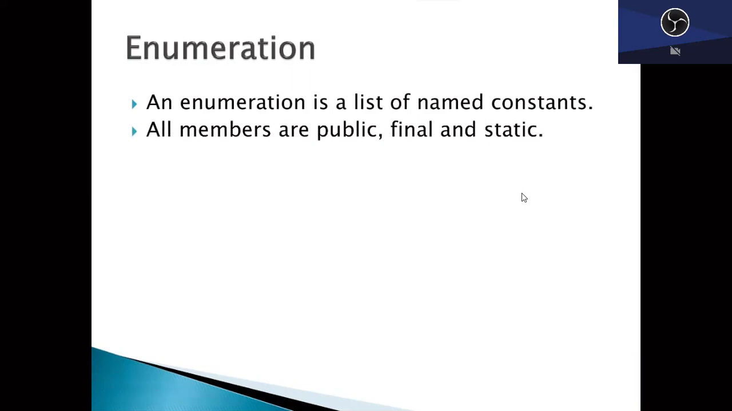Something about this: in an enumeration, everything is public, so it should be accessible from outside. Final, because it's a constant, it has to be final. And static. Static means it should be shared. There should be only one copy of those constants. You cannot have multiple copies.